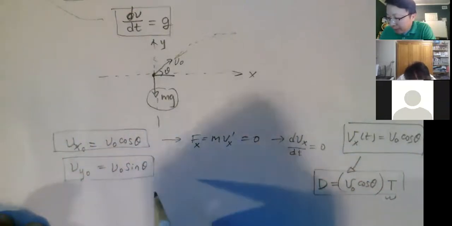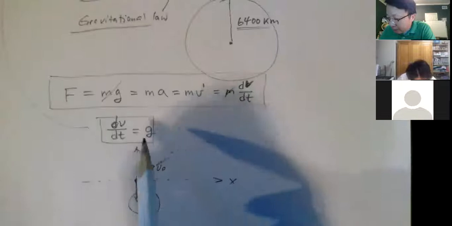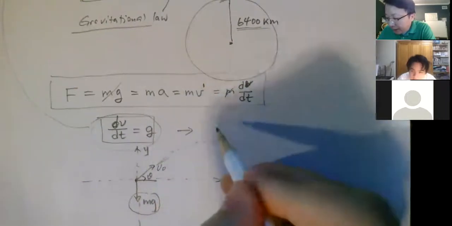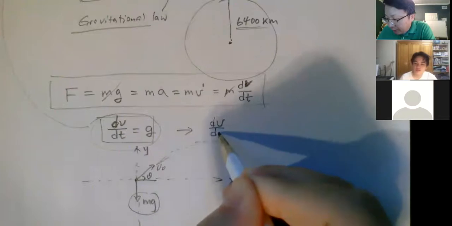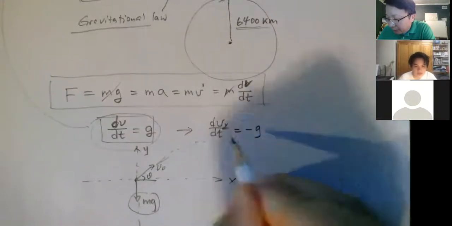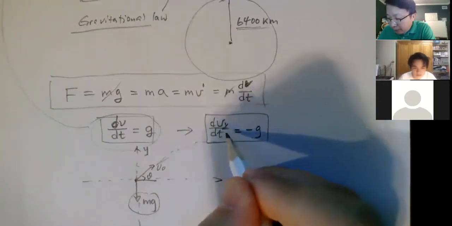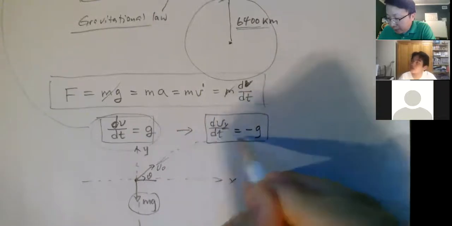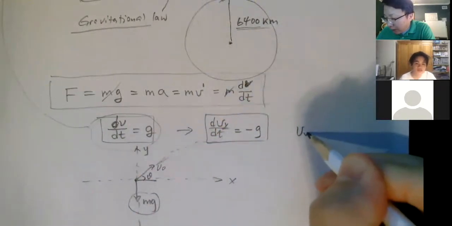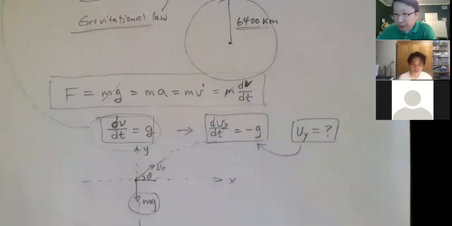So now basically we are dealing with, just go back here, this formula. This formula is basically saying that the derivative of the y direction velocity is governed by minus g, because there are two different directions. So force is in the negative y direction, velocity is going in the positive direction. So this is what you get. Once you have this one, you will know what Vy is. Vy equals what? We have the derivative as minus g.